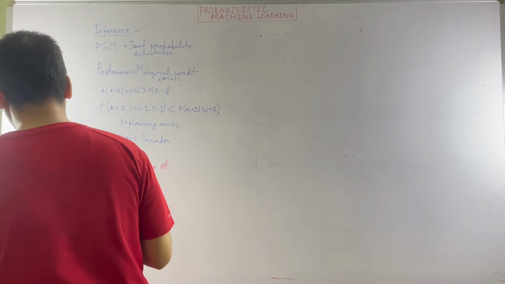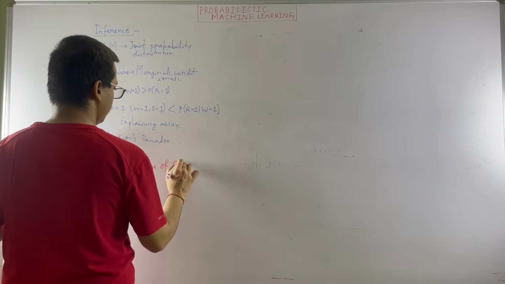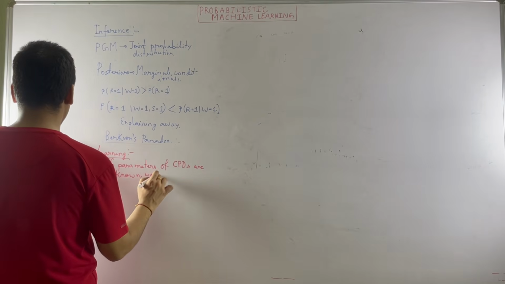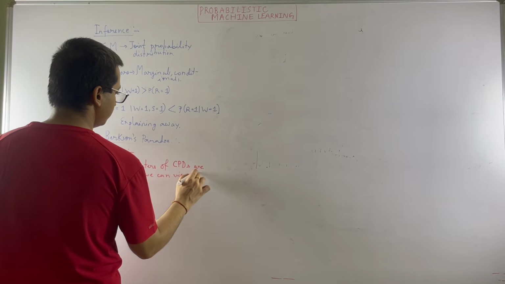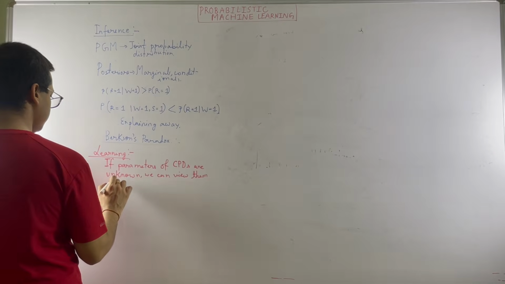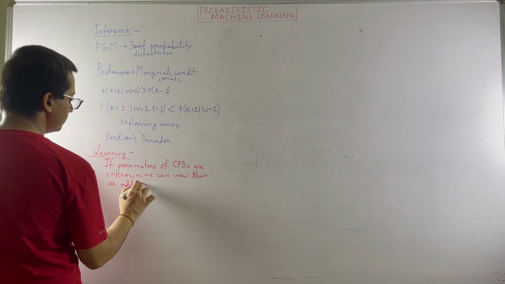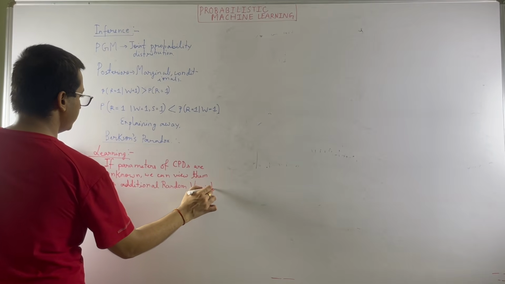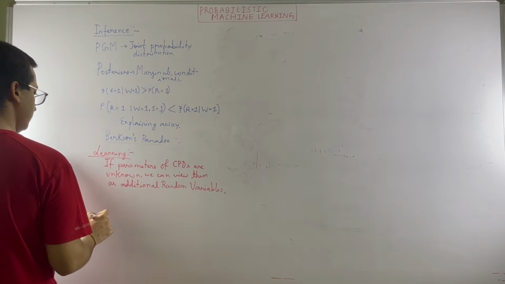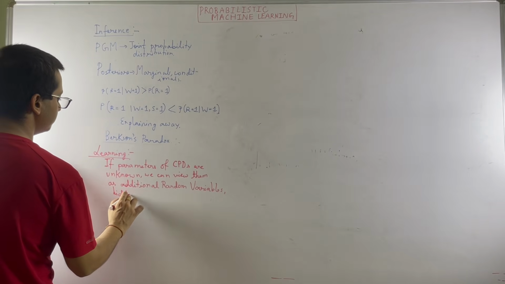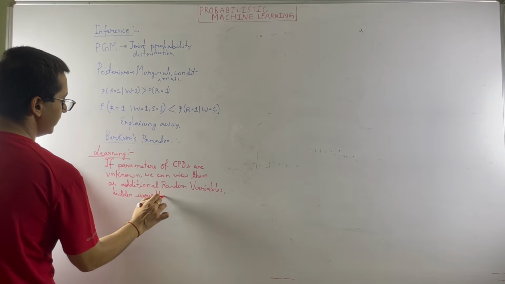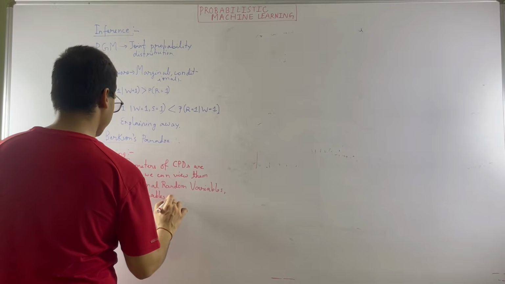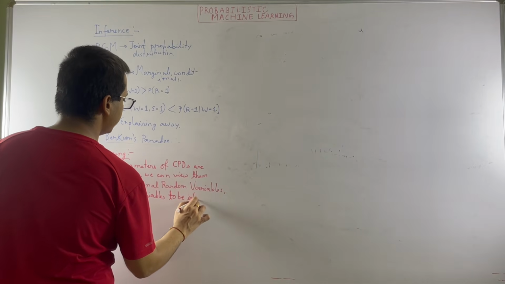Okay. So if parameters of CPDs are unknown, we can view them as additional random variables, okay, as hidden variables to be inferred. So if the parameters of CPDs are not known, we can view them as additional hidden random variables to be inferred. How? I will explain it with an example.